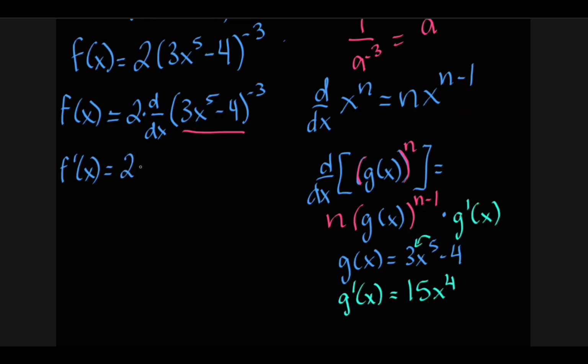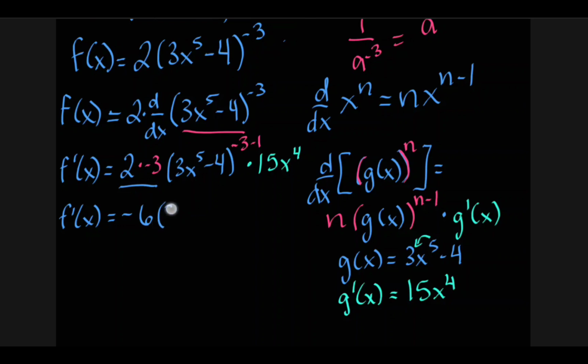So f prime is going to be 2 times the derivative of that, which is you bring the exponent of negative 3 to the front, so times negative 3. You leave your function inside alone, and you take one away from the exponent, so negative 3 minus 1. And then we're going to have to multiply by g prime of x, which was 15x to the 4th. 2 times negative 3 is negative 6, parentheses 3x to the 5th minus 4, to the negative 3 minus 1, which is negative 4, times 15x to the 4th.